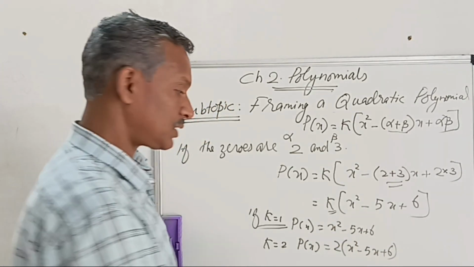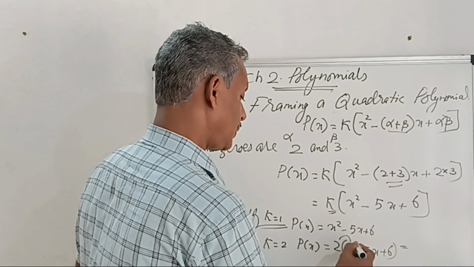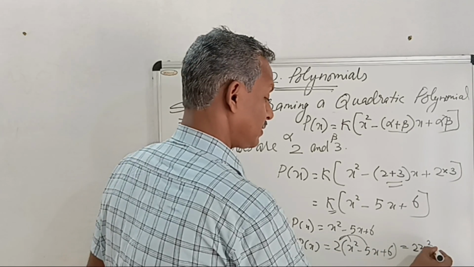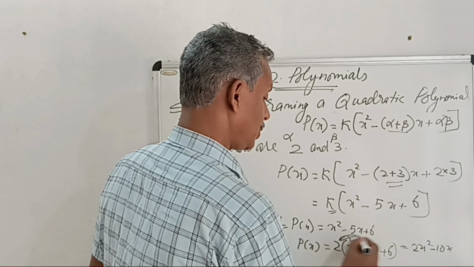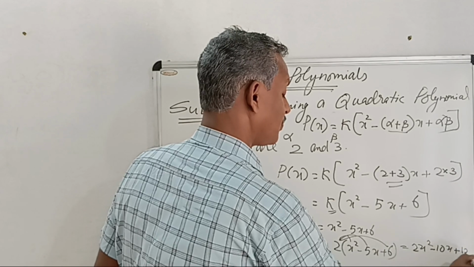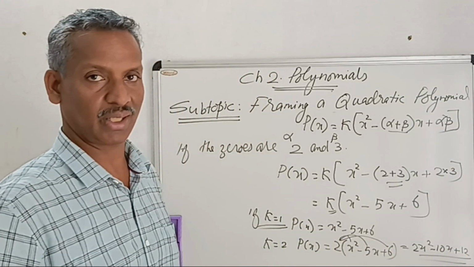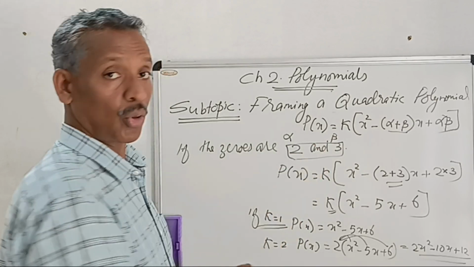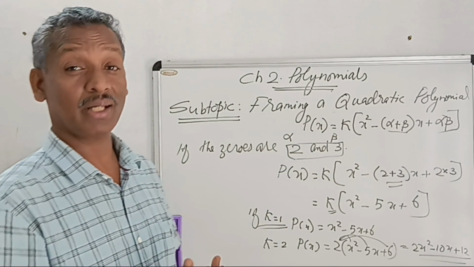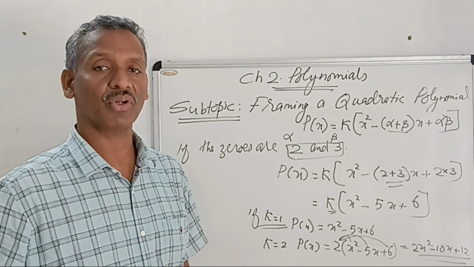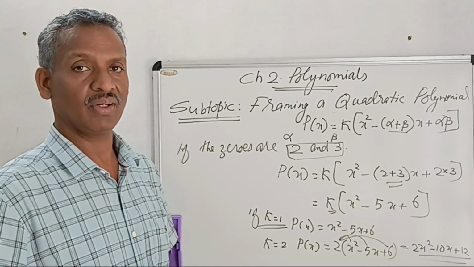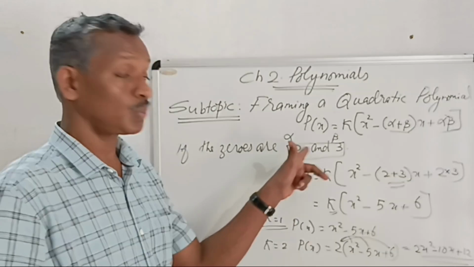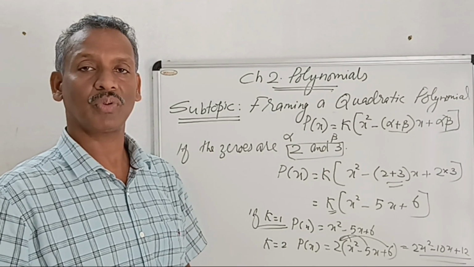Now you can open this bracket by 2. 2 into x square, 2x square. 2 into 5, it is minus 10x. And 2 into 6, it is plus 12. This is another polynomial. So with the same zeros 2 and 3, how many quadratic polynomials can you make? You can make infinite number of quadratic polynomials. This was asked in one of the board exams.